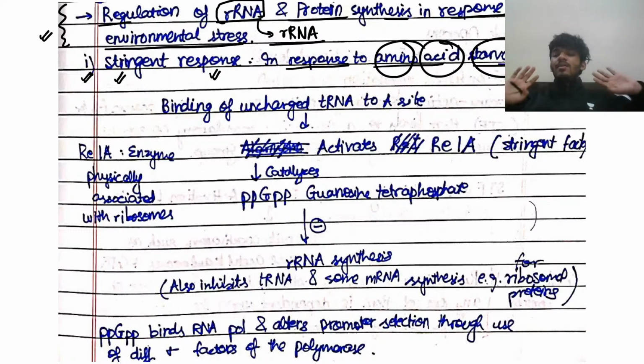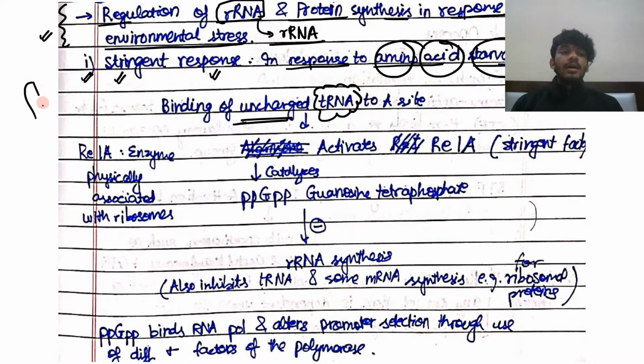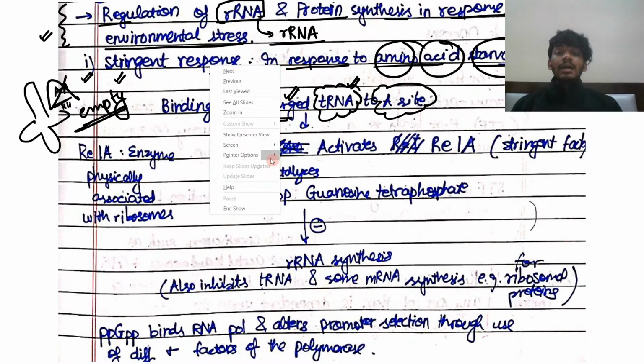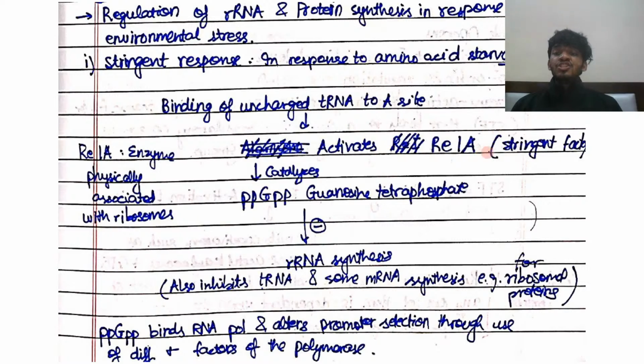What do I mean by amino acid starvation? There is an environmental stress where the cell is not getting enough amino acids. So since the cell is not getting enough amino acids, the tRNAs remain uncharged. What do I mean by uncharged? If this was a tRNA molecule, there is no amino acid there to bind to it. So it is empty. So when an empty tRNA comes and attaches to the A site of an assembled ribosome, that will activate a protein known as the stringent factor.